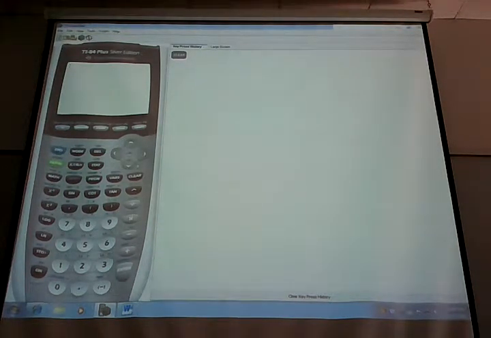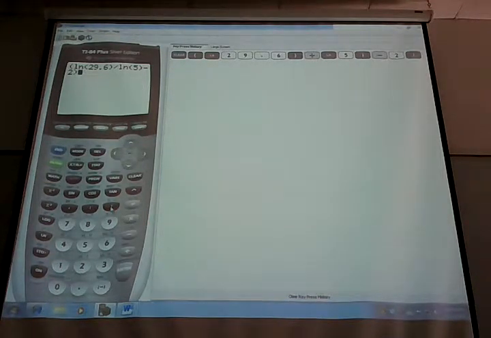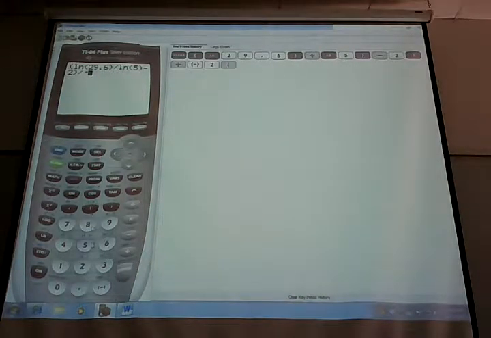So if you want to do that in the calculator, let's see if I remember what it was. It's the natural log of 29.6 divided by the natural log of 5, right? Minus 2. See how I put all that in parentheses? So that's the top divided by the bottom, which was negative 5, thank you. So you get that mess there.